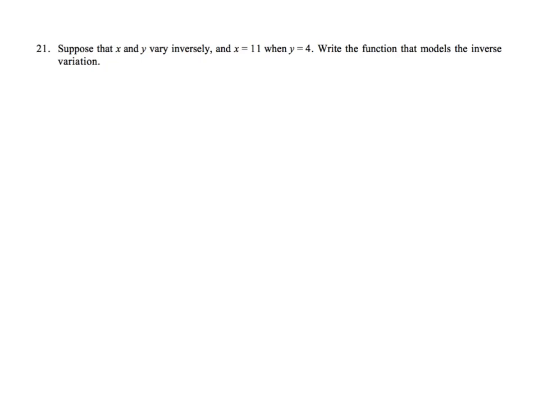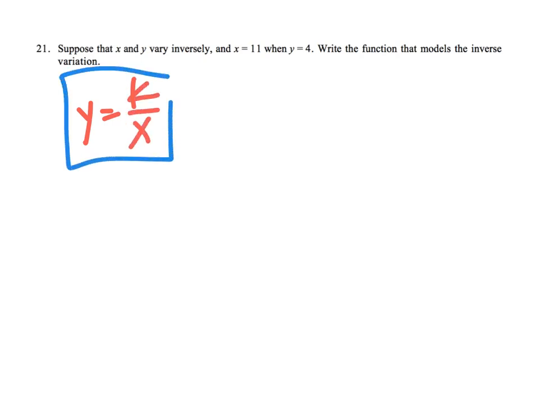This one says, suppose that x and y vary inversely. X equals 11 when y equals 4. Write the function that models the inverse variation. Now remember, for your inverse variations, we have like 3 equations we use. The first one is y equals k over x. Generally speaking, I want it to look something like this at the end. We also have k equals x times y, and we have x equals k over y.